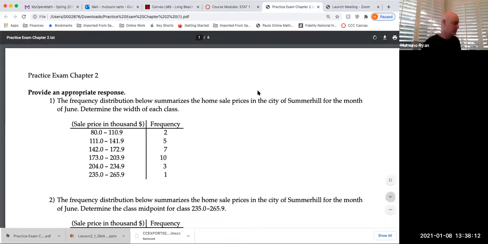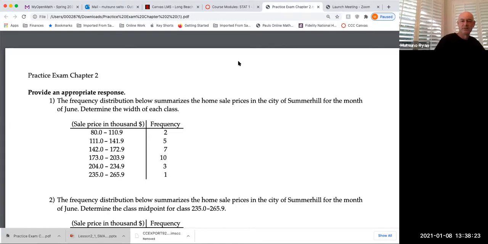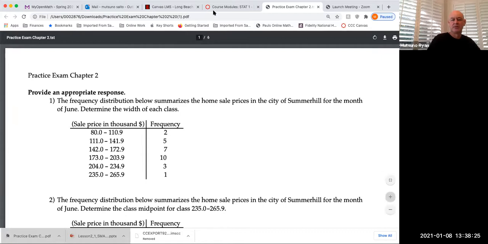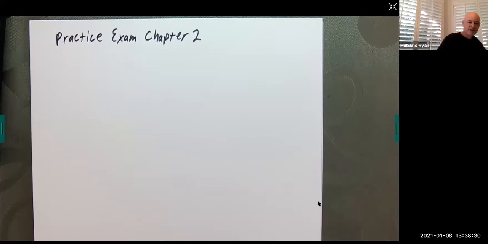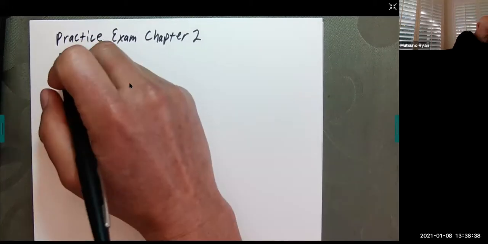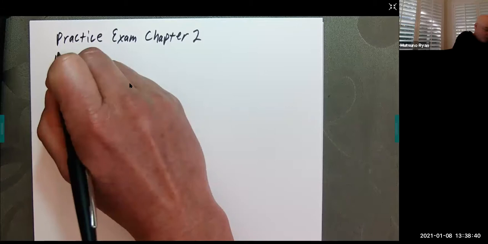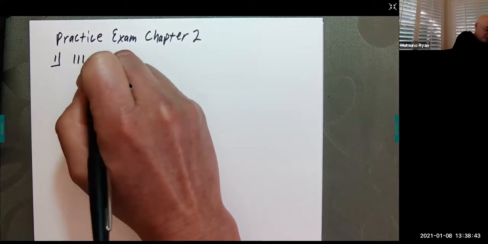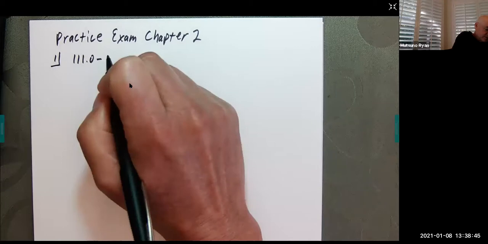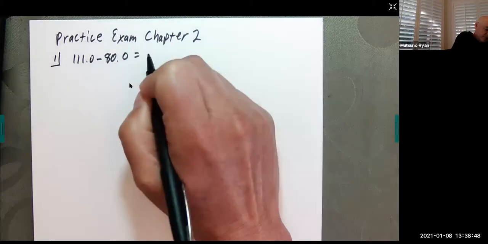So we have a frequency distribution table here, and this is the cell of home prices, and they want to know the width of each class. So let me switch to my other camera. So the class width is the difference between the lower limits. So for number 1, I'm going to go 110.0 minus 80.0, which is going to give me 31.